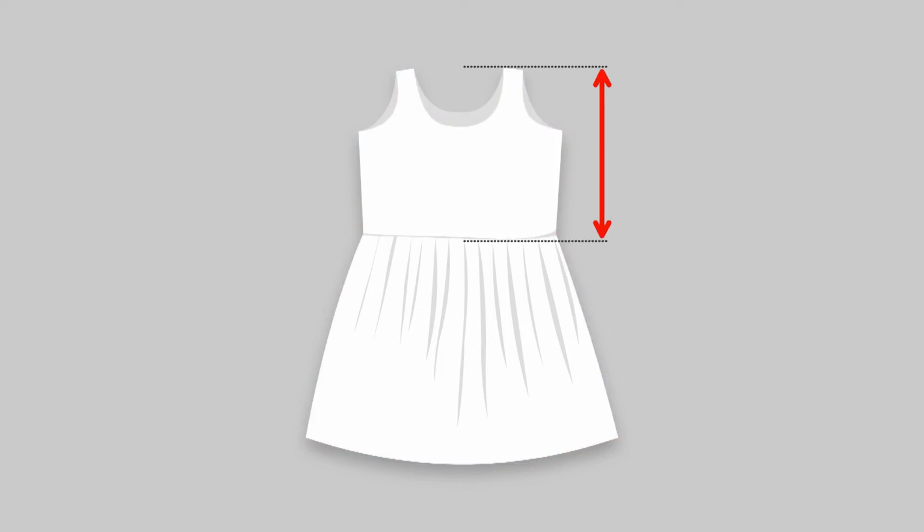The front length needs to have 1/4 inch seam allowance added to the shoulder seam and 1/2 inch for the waistline seam where the bodice and the skirt part join. So, the total front length becomes 11.5 inch plus 1/4 inch plus 1/2 inch, which is equal to 12.25 inch.